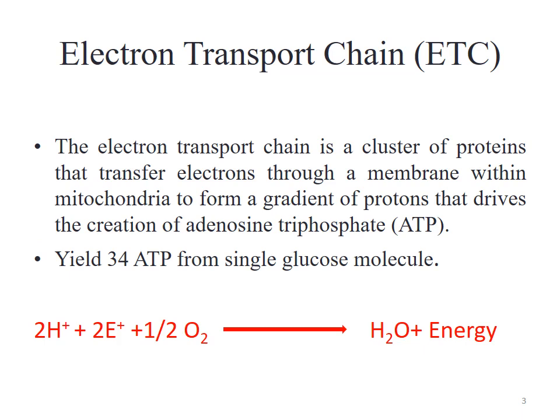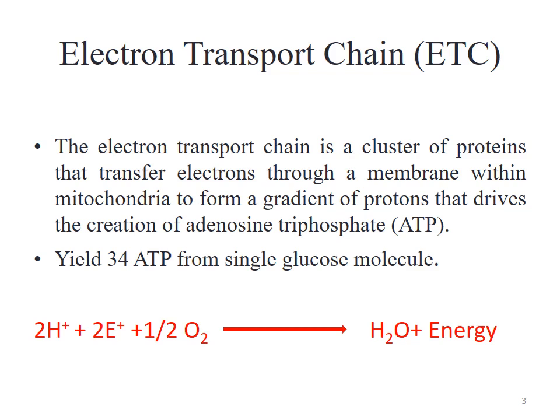The electron transport chain is a cluster of proteins that transfer electrons through a membrane within mitochondria to form a gradient of protons that drives the creation of adenosine triphosphate, that is ATP. As this is the last and final step, a huge amount of ATP is generated in this step. A total of 34 ATPs are generated from a single molecule of glucose, which is utilized in the very initial step, the step of glycolysis.